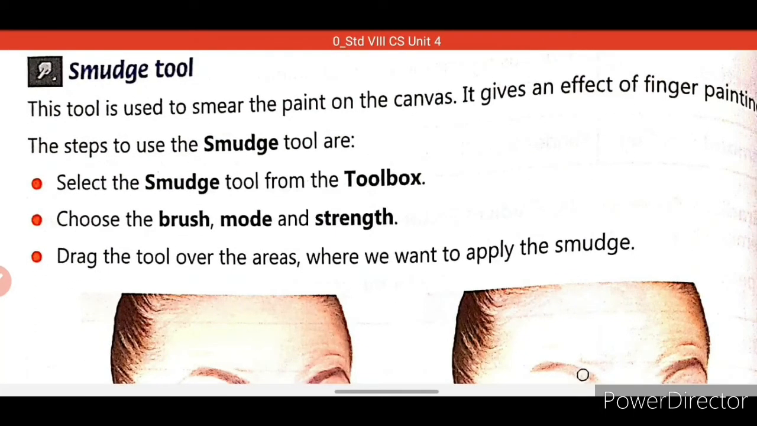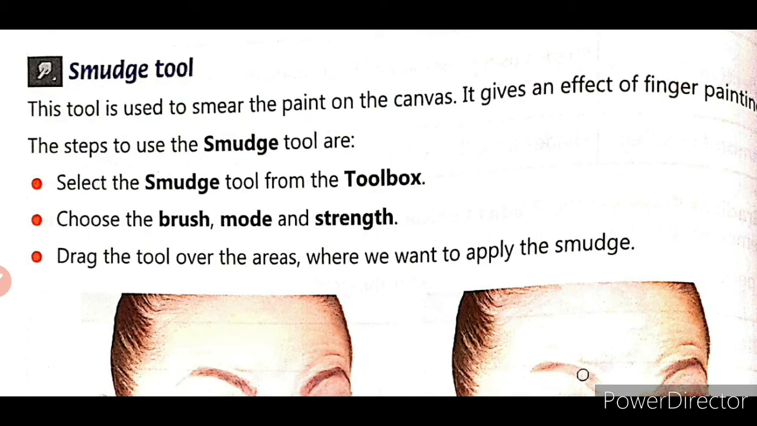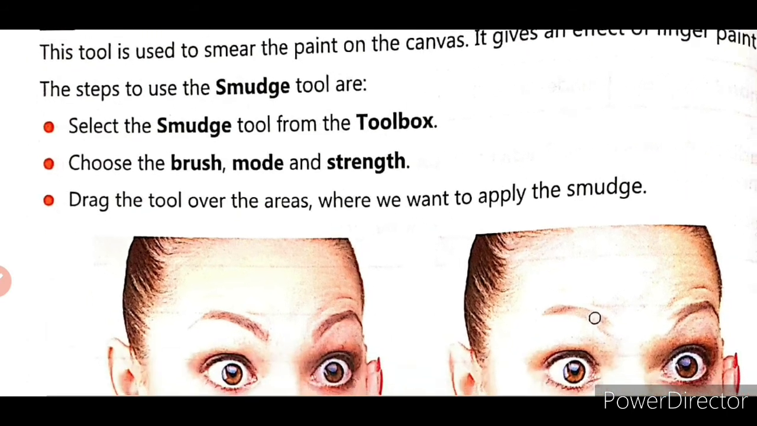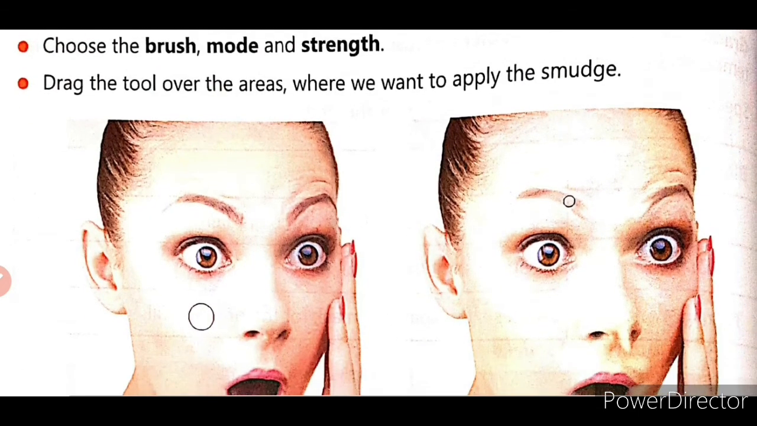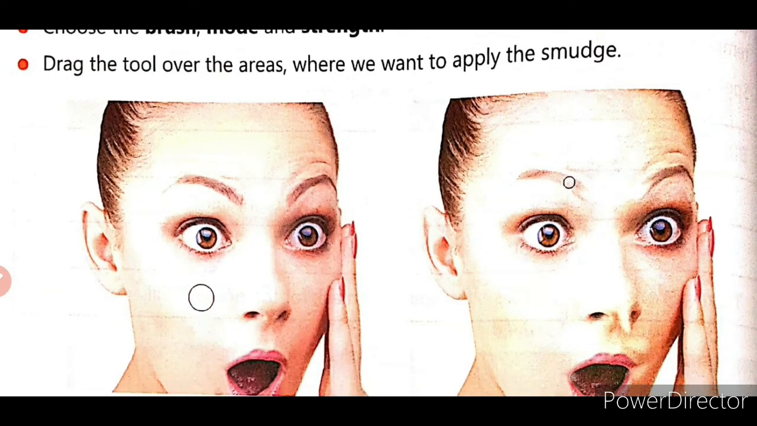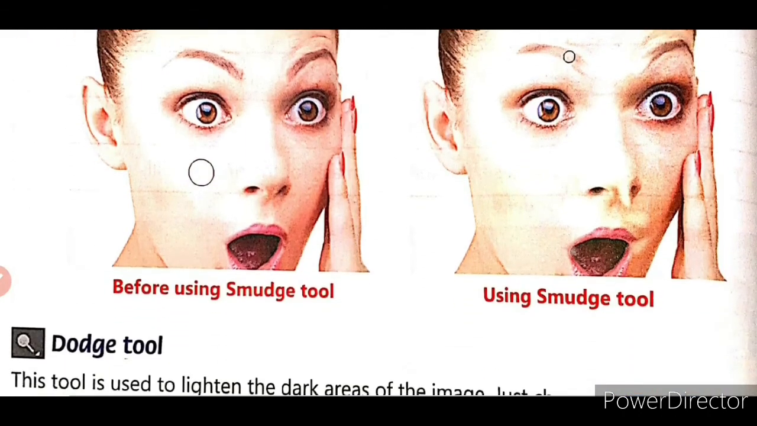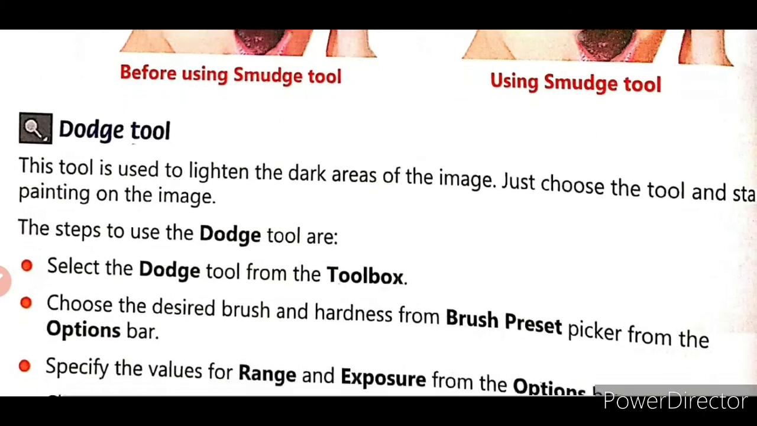So what are the steps? Select the tool from the toolbox. You can choose your own brush mode and strength from the options. Drag the tool over the areas where you want to apply the smudge. Okay, are you able to see the difference? The smudge tool is used here for the eyebrows, for this lady's picture. Yes. Okay, next we'll see about the dodge tool.